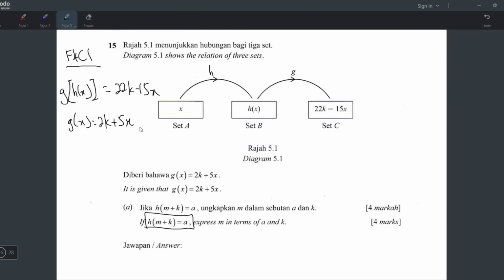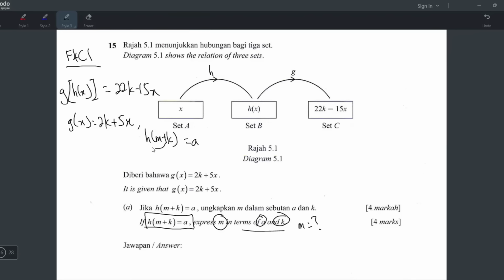Okay, let's write this down first. So h(m plus k) equals a, and then express m in terms of a and k, means we want to find m, and the answer must have a and k. Okay, how to do this? We have to find h(x) first. Yeah, before we look at this, we have to have h(x) first.